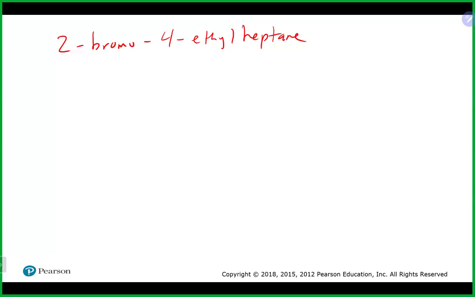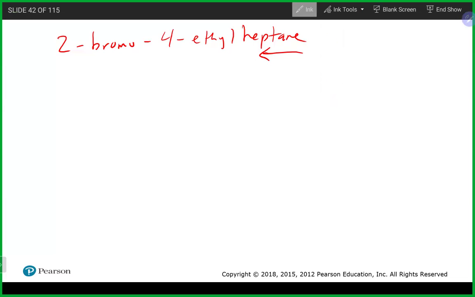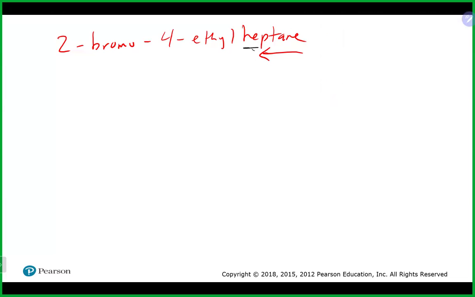All right, so my recommendation is whenever you have the name and you need to actually draw it, you should always work backwards in the name. And what I mean by that is you should always work in this direction. So what I first see when I go backwards in this name is I see heptane, right? That should tell me how many carbons I need. That is 7 carbons. And that is all I'm going to draw to begin with.